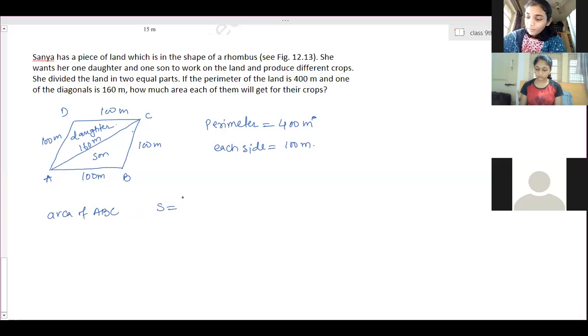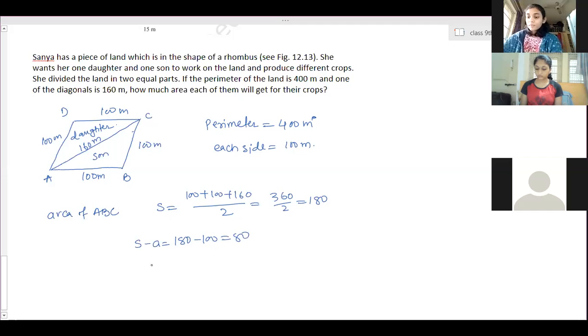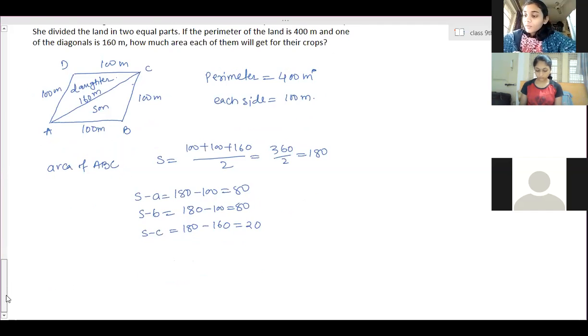First we have to calculate S, that is 100 plus 100 plus 160 by 2, that is 360 by 2, which is 180. S minus a is 180 minus 100, that is 80. S minus b is 180 minus 100, that is also 80. S minus c is 180 minus 160, which is 20. So area is equal to the square root of 180 into 80 into 80 into 20.